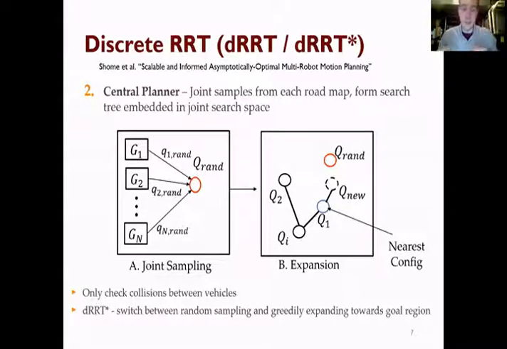And then, like in normal RRT, in DRRT, you would extend your tree by randomly sampling a configuration, determining which configuration in your tree is the nearest configuration, and then incrementally moving towards Q new, or towards a new configuration. And then one note is that most of our work is based off of DRRT star, which was a more recent advancement of DRRT, in which you save time even further in the planning stage by switching between randomly sampling your environment and greedily expanding towards the goal region.